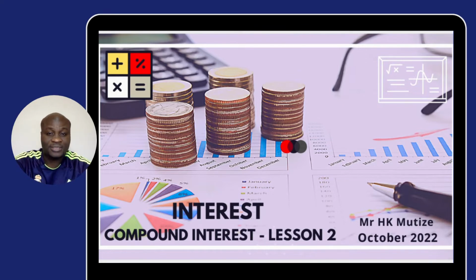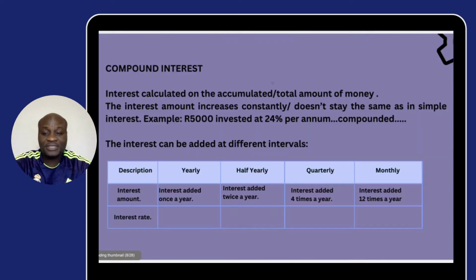So how do we do it? This is why I'm here. Let's get going. When you're calculating compound interest, there are things that you need to know in advance before we start, because we are told that the interest rate is given, and that it is compounded either yearly, half yearly, quarterly, or monthly. So what does this mean?